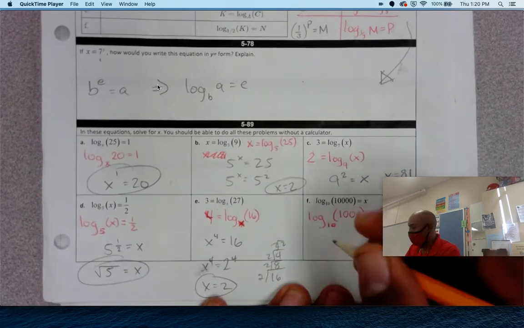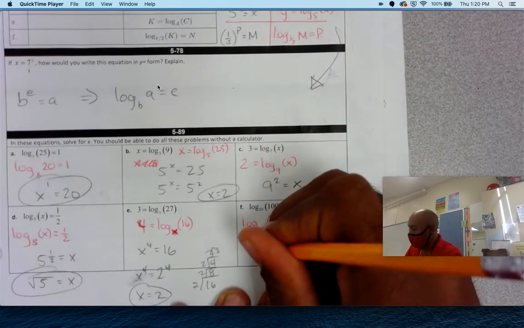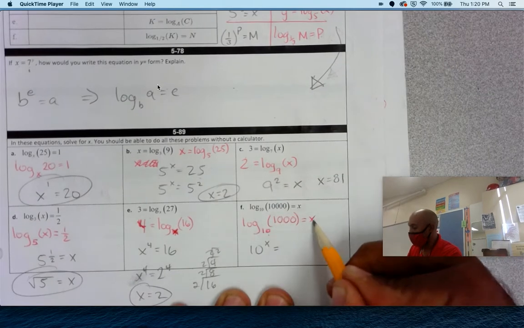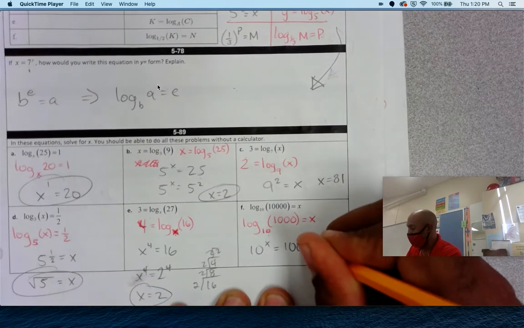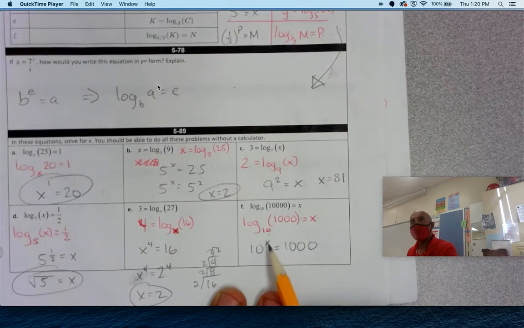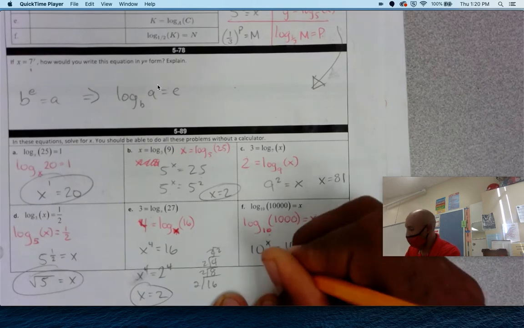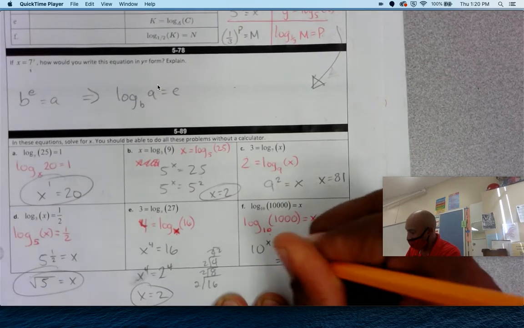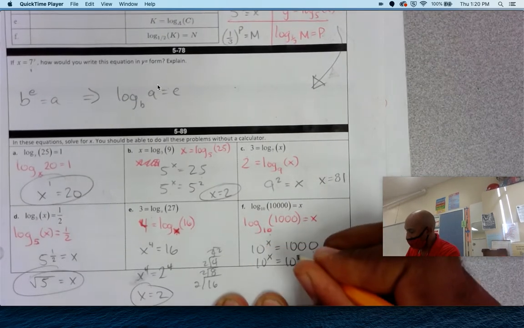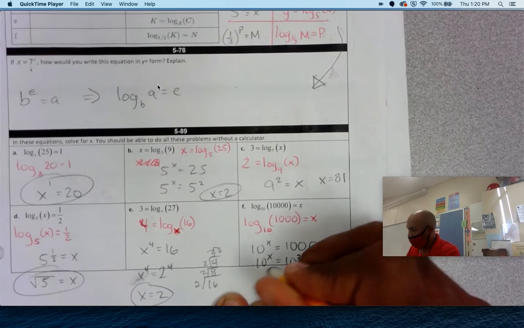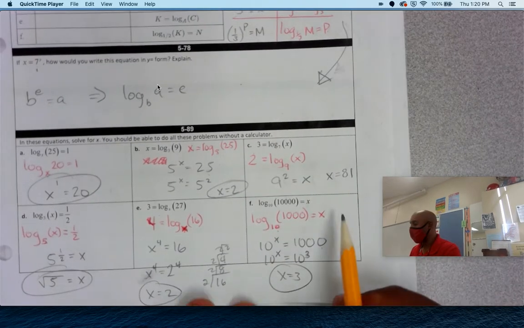Now this one, 10 to the x, so base to the exponent equals your answer. And so now basically what power of 10 is equal to 1,000? Well, 10 to the 1 is 10. 10 squared is 100. So 10 cubed would be 1,000. So that means 10 cubed is equal to 10 to the x, which means x equals 3. So that's the power we're looking for.